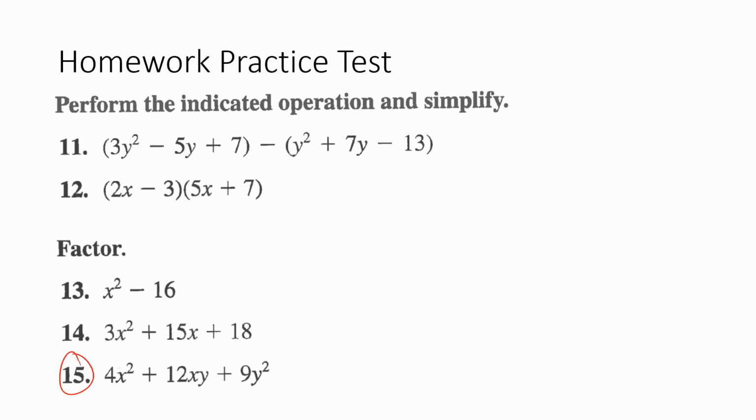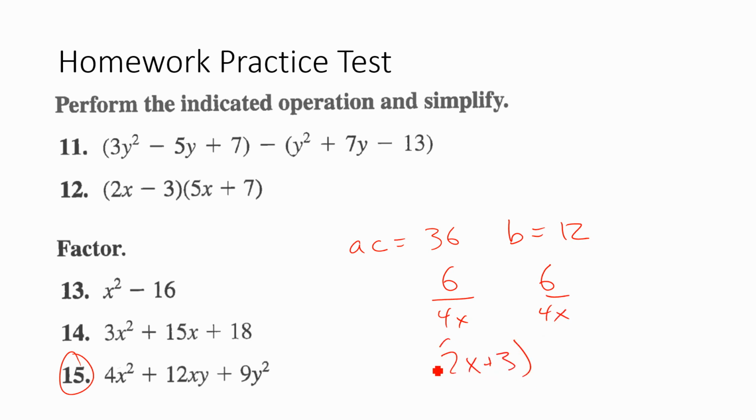On 15, we have an AC of 36 and a B of 12. This happens to be a perfect square, 6 and 6. Put it over 4x. We're going to get 2x plus 3 and 2x plus 3, which we need to write as 2x plus 3, y, apologize, squared. We had y.